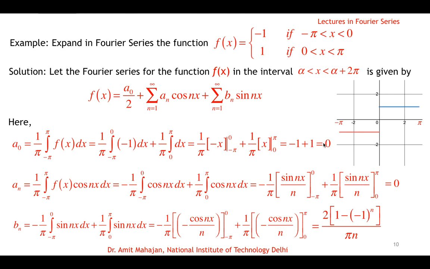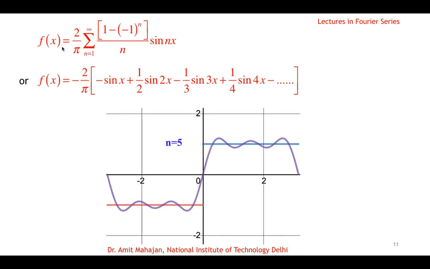Then substitute a naught, a n and b n back here to find the infinite expansion in terms of Fourier series. You can see that the function can be written as, because a naught and a n are 0, the cosine terms are not present, only sine terms are present, and if you put n value 1, 2, 3 and so on, we can write an infinite series of sine terms.